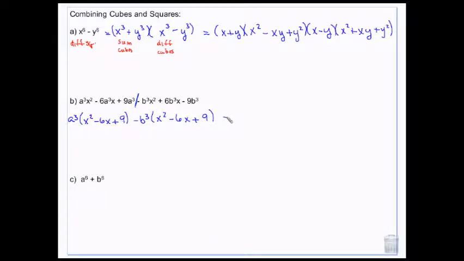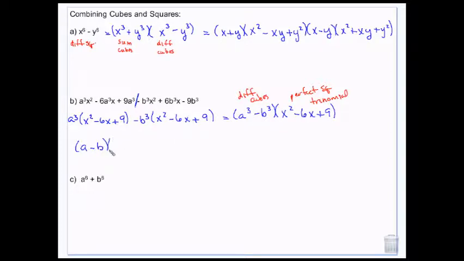Okay, so now I say, okay, that's a cubed minus b cubed, and this is x squared minus 6x plus 9. And this is a difference of cubes. And this is a perfect square trinomial. So I have to keep factoring. From my pattern, my difference of cubes is going to give me a minus b times a squared plus ab plus b squared. So that's the difference of cubes.